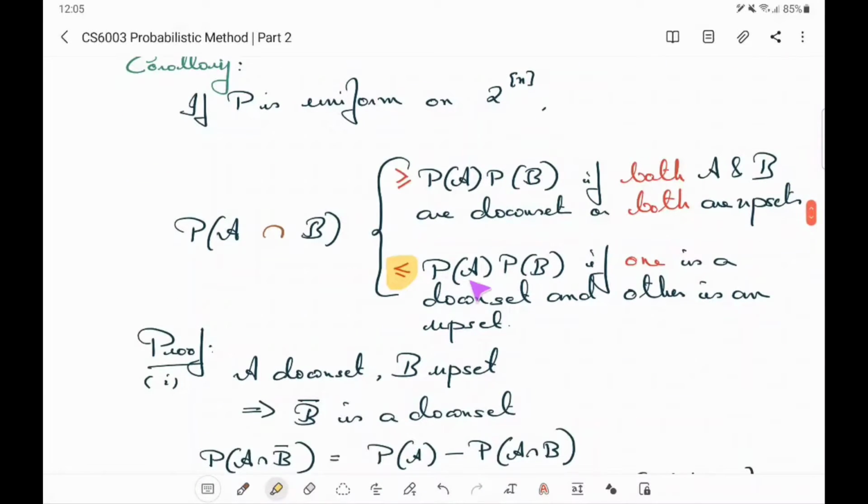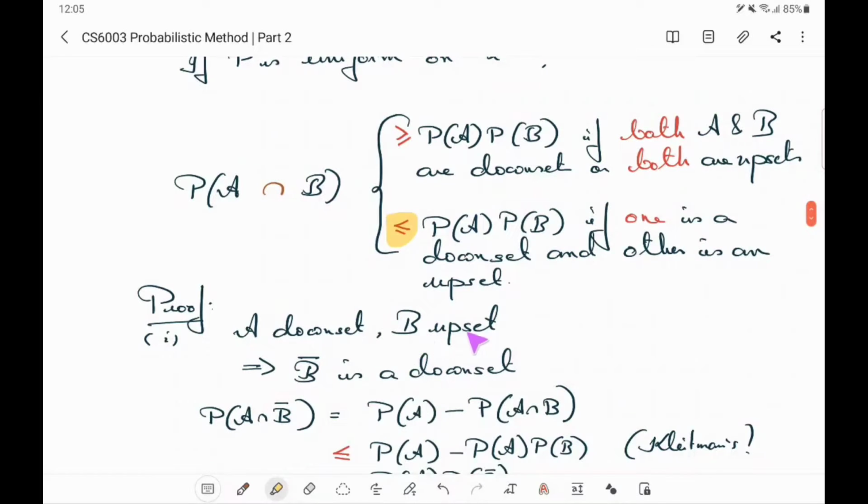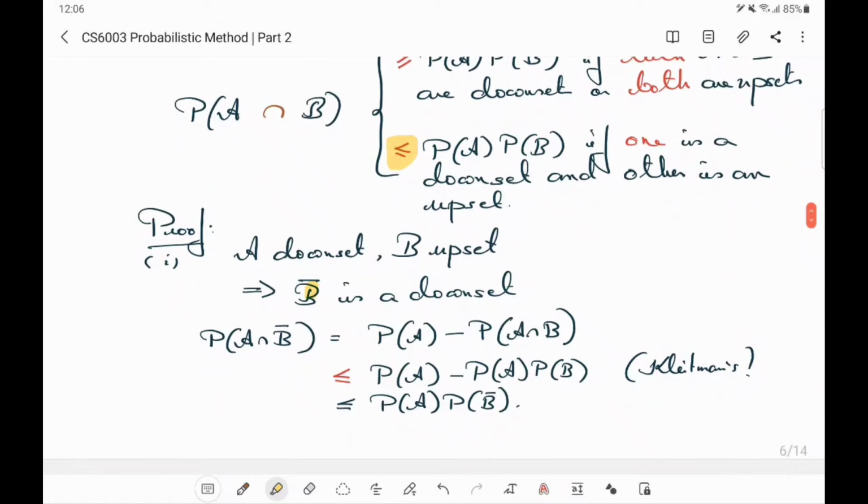I'll just pick one of them and show how we prove these things, assuming Kleitman's theorem. So if A is a downset and B is an upset, okay, so this is one condition here, right? But then if B is an upset, the only observation we need is that B bar is a downset, which we saw very clearly in the last class, right? This is the complement of the family. This is not the complement in which you go inside the family and complement every set. No, this is not that. This is taking just the complement of the family. In which case, what is P of A intersection B complement? This is equivalent to P of A minus P of A intersection B.